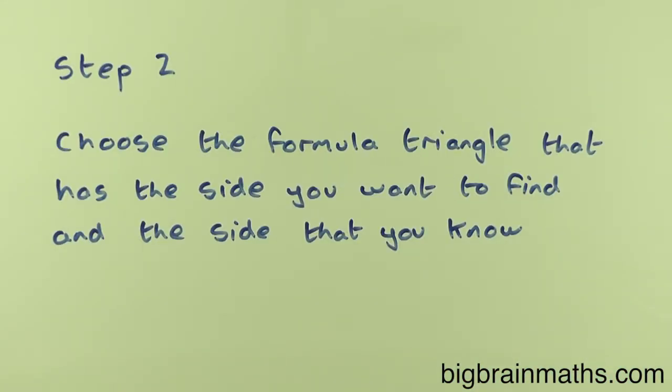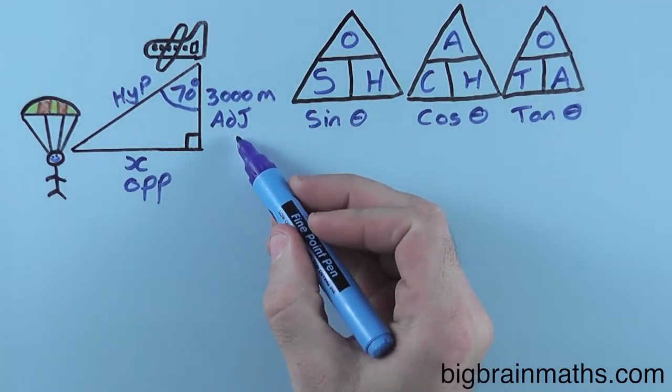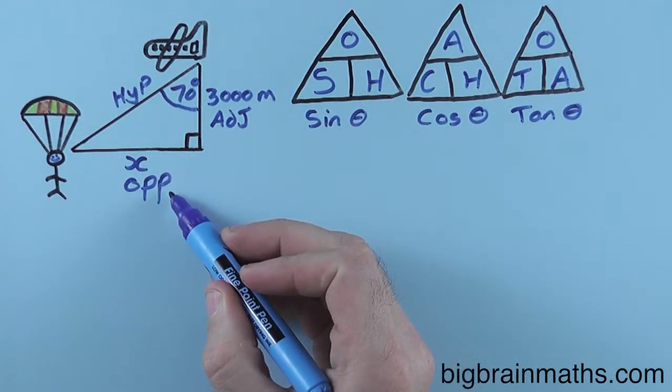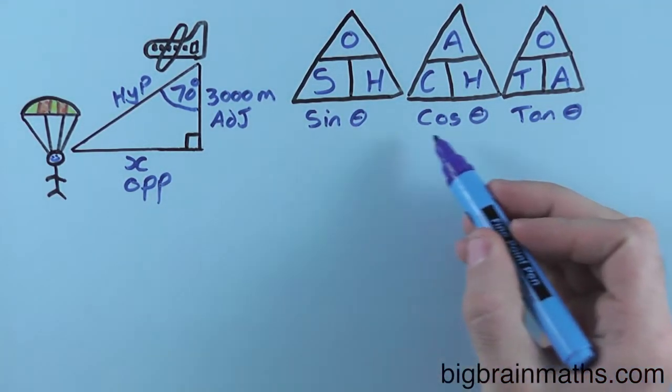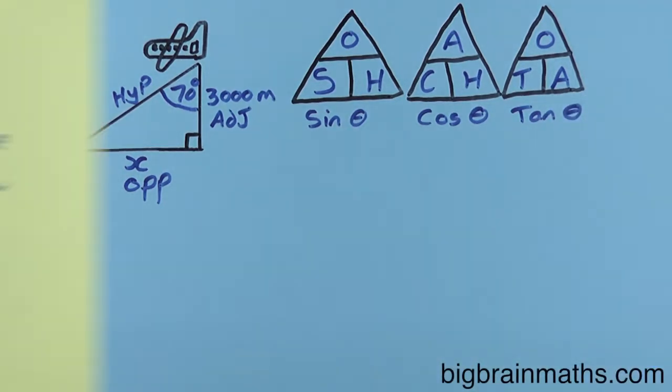Step 2. Choose the formula triangle that has the side you want to find and the side that you know. In this question, we know the adjacent and we want to find out the opposite. So I'm looking for a formula triangle that has both the adjacent and the opposite in. So in this question, we'll be using the tan triangle.